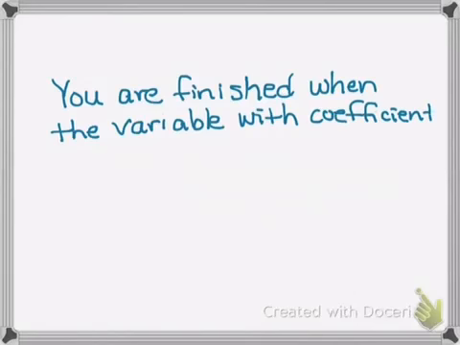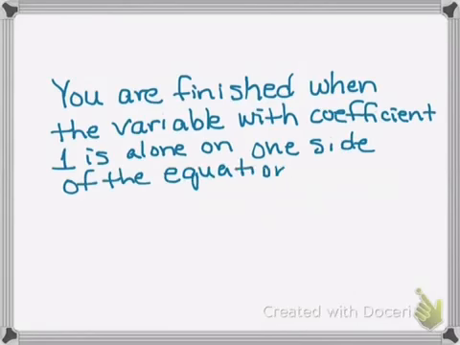When it's solved, you're going to have your variable alone on one side of the equal sign, and it's going to have a coefficient of 1. Whether you can see it or not, if the letter is visible and there's no other number there, it is a coefficient of 1. So it's going to look like these. X equals 2.